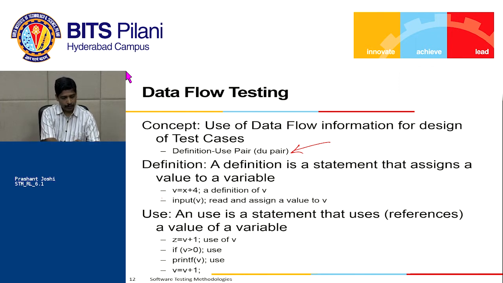You've got V equal to X plus 4, that's a definition of V. Input of V, read and assign a value to V, hence it is again a definition. Now let's look at the use. Z is equal to V plus 1, which is a use of V. If V is greater than 0, again a use. Printf of V, again a use. V is equal to V plus 1 is also a use of V.